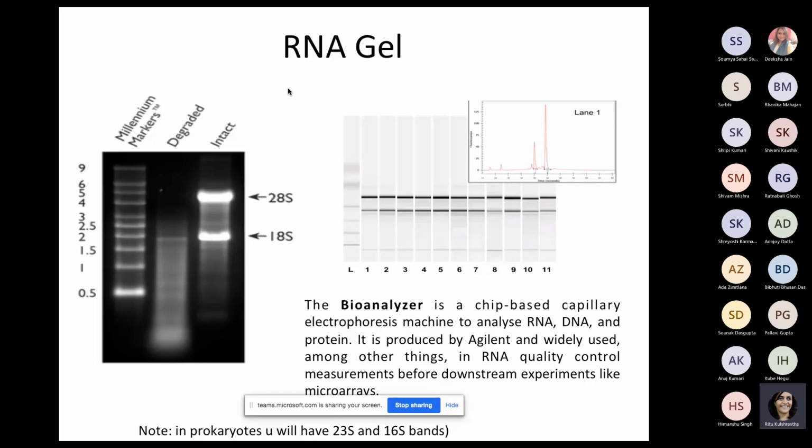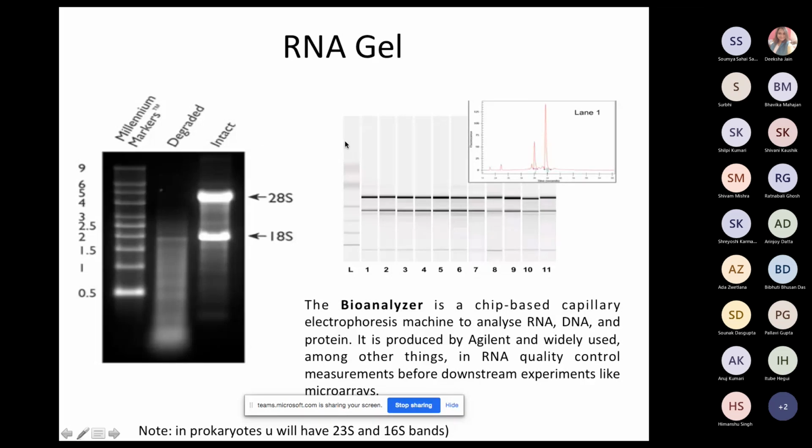Or let's say if you are isolating genomic DNA, again you will see that it should be a very, very high molecular weight band that you are getting, with minimal smear in the well that you have loaded. Similarly for RNA, you will run a gel. The only difference is that the gel that you run is a denaturing gel. It has formamide and it is run in the presence of formaldehyde.